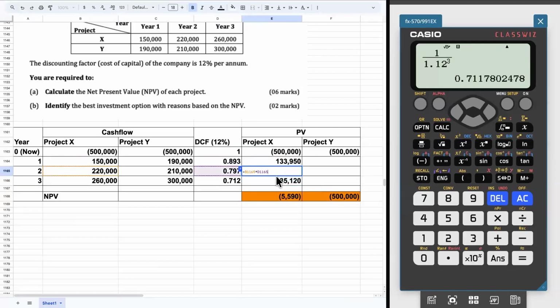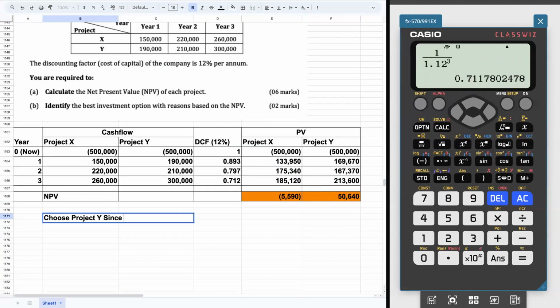Okay. So now you can find out all the values. If you multiply it, you can get it. Also, you can get these values, right? Now you can understand project X is giving the negative NPV, project Y is giving the positive NPV. So you have to choose project Y, since the NPV is positive for project Y.